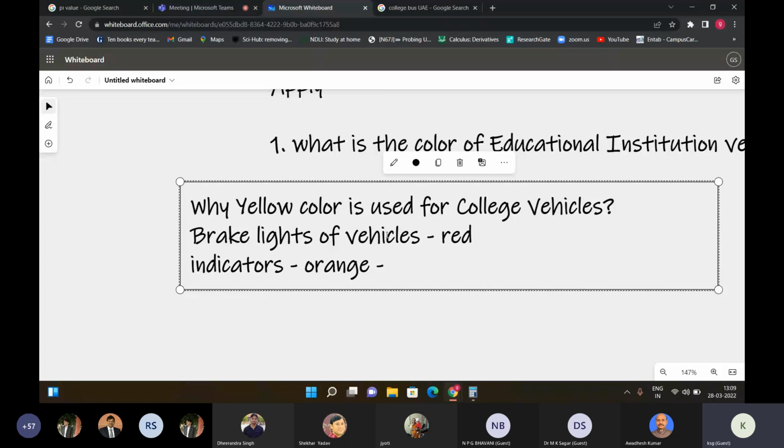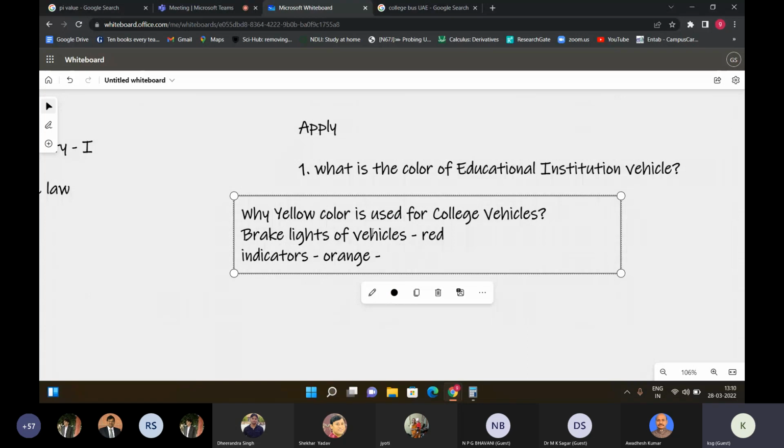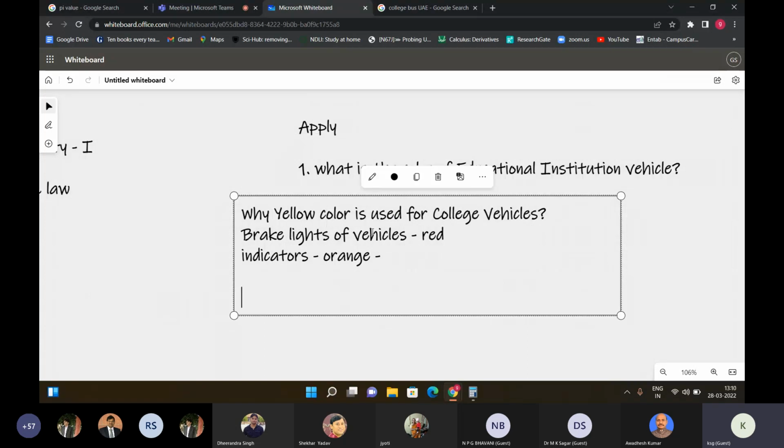And why do they use these standard colors? And what is the scientific reason behind it? When you look at the scientific reason, the reason is very simple. It talks about the wavelength. So in all the cases, the wavelength is the prominent factor.